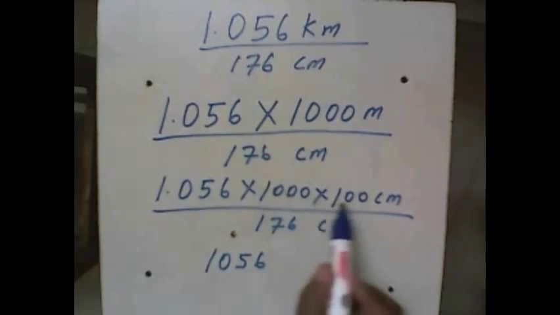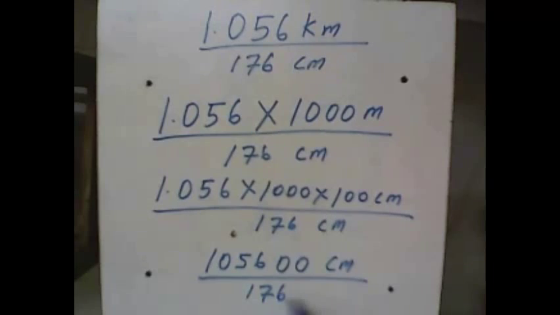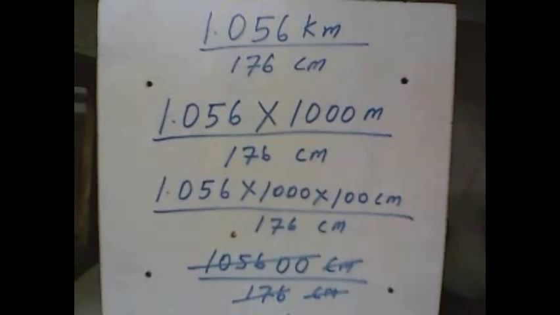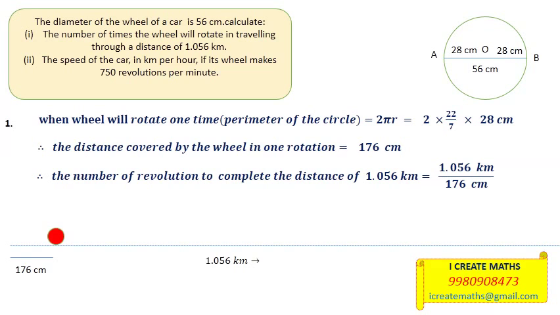Now after calculation I will get 105600 centimeter, whole divided by 176 centimeter. Centimeter gets cancelled. After calculation I get 600 revolutions. Always keep in mind, the number of revolutions will come as a whole number. It will never come in decimal, because it has to complete the proper revolution.